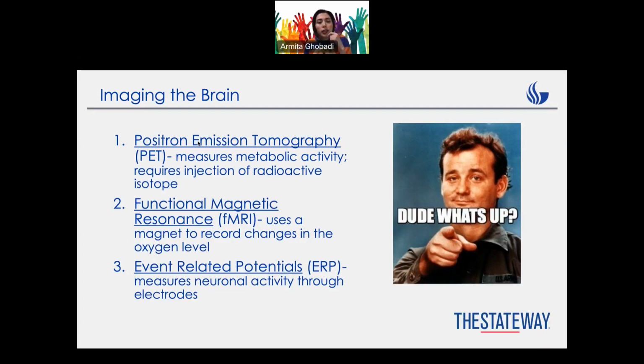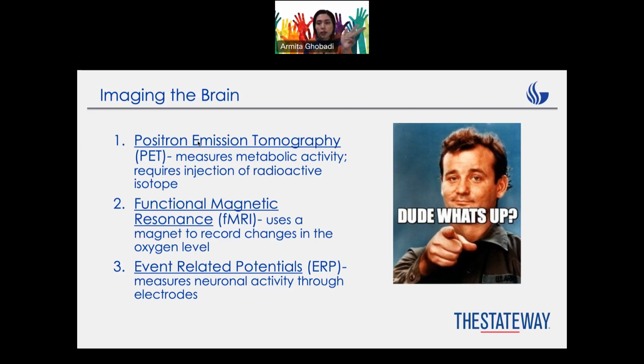The second one is functional magnetic resonance imaging, or fMRI. This is basically using a magnet to record changes in oxygen level. For example, if some part of the brain, let's say the frontal lobe, has a higher level of oxygen, we're going to understand that, for example, in problem solving, the frontal lobe is actually doing the work.